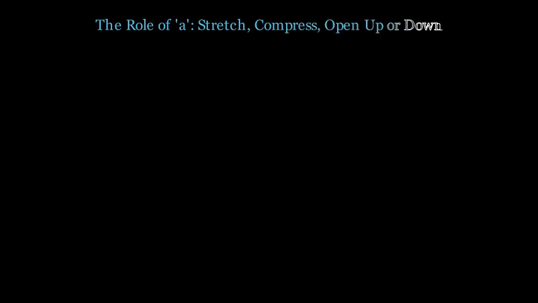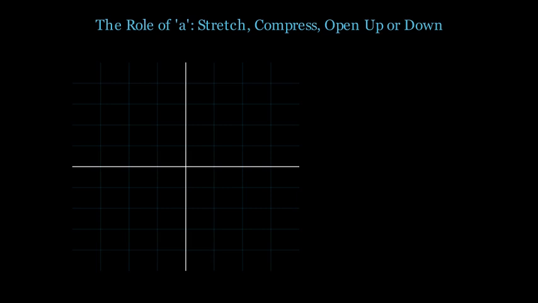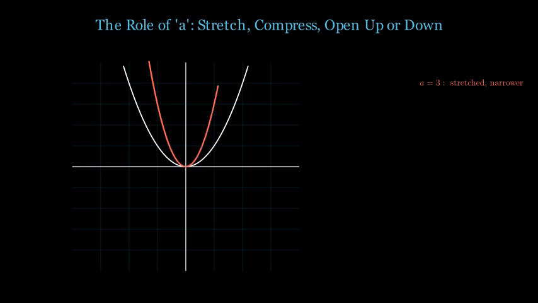Now let's focus on the coefficient a in front of the brackets, since it controls the shape and direction of the parabola. Here's our parent graph again, where a equals 1 as a reference. When a is greater than 1, like a equals 3, the parabola stretches vertically and becomes narrower, since y values grow much faster.